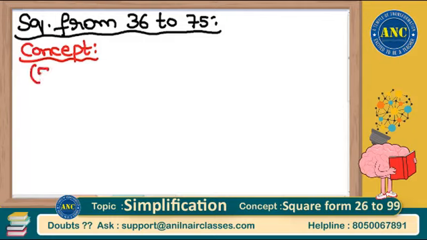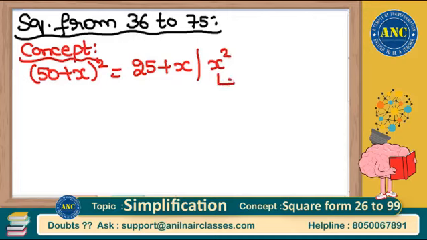Concept is given by 50 plus x whole square. 50 plus x whole square is nothing but 25 plus x slash x square. This x square should be in 2-digit format. X square value is nothing but the last 2 digits of that particular value, right? Suppose for example, now listen carefully, sir.